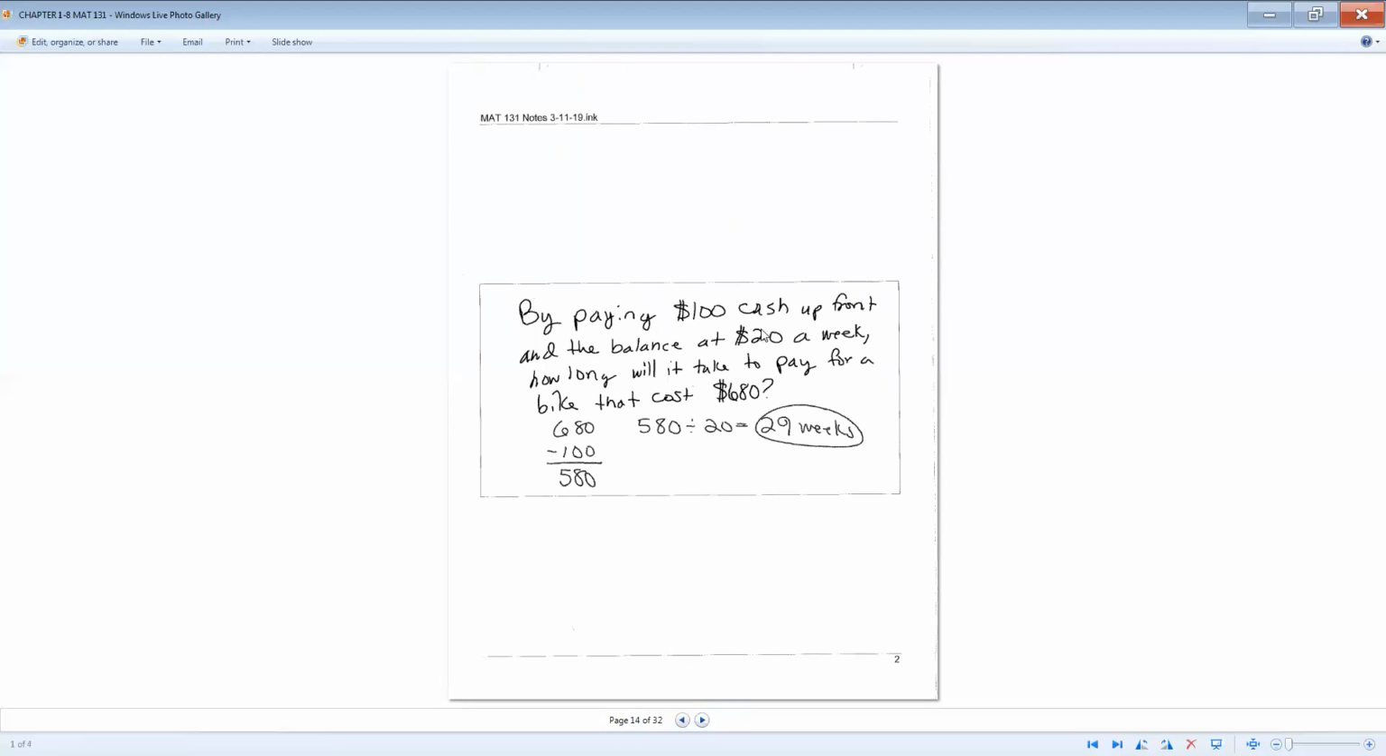By paying $100 cash up front and the balance at $20 a week, how long would it take to pay for a bike that costs $680? So you're paying $100 cash up front. So you would take 100 out of that 680, which would be 580. Then you're paying $20 a week. So you divide it by 20, and that'll be 29 weeks.